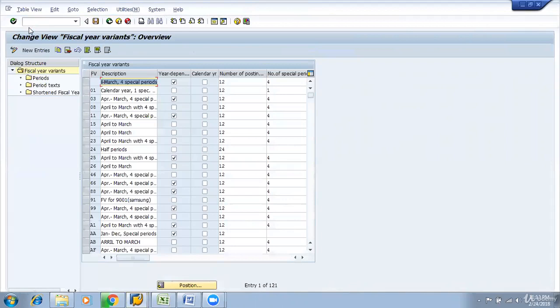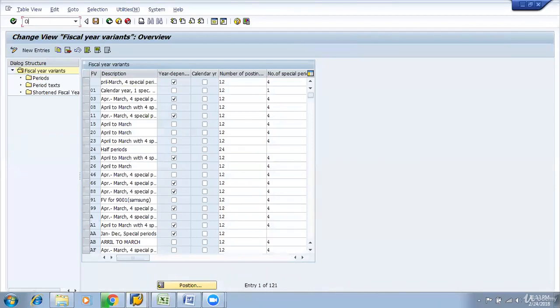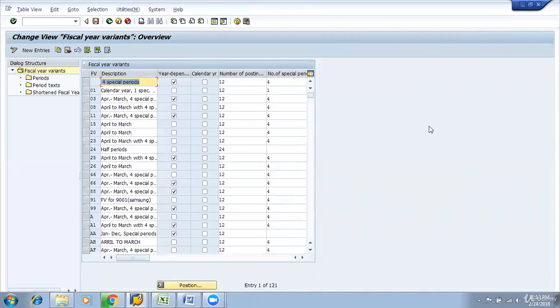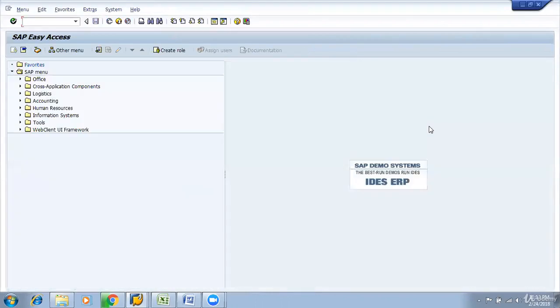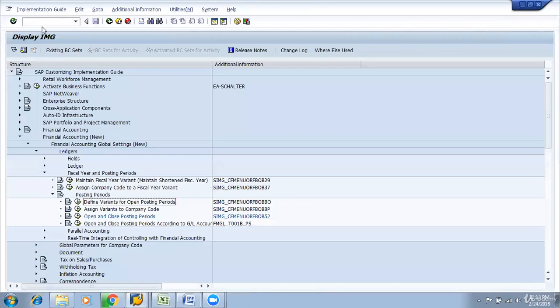Now, let me try some other T code. Let me try OBBO. Yeah, just choose a T code. Let me type in here. OBBO. What do you expect? Do you expect this posting period variant to be opening? Let's see. Whoa, nothing happens. This is what I told you, that T codes work only on SAP Easy Access, not on any other screen. Do you want to try on display IMG?